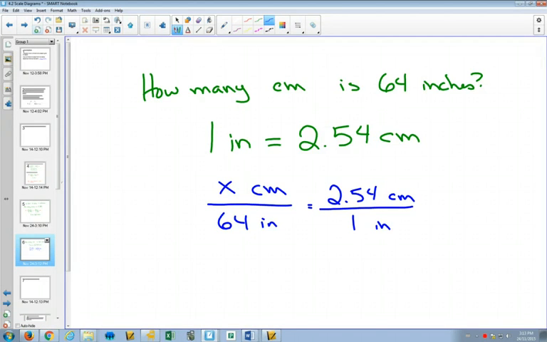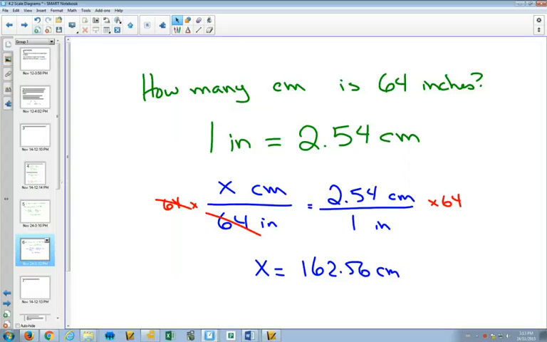So we have to multiply both sides by 64. And 2.54 times 64 is 162.56. So on your license, it'll say 163 centimeters. Where, like, where on your license? On your driver's license, not on your license plate. They don't tell you how tall a person is on your license plate.